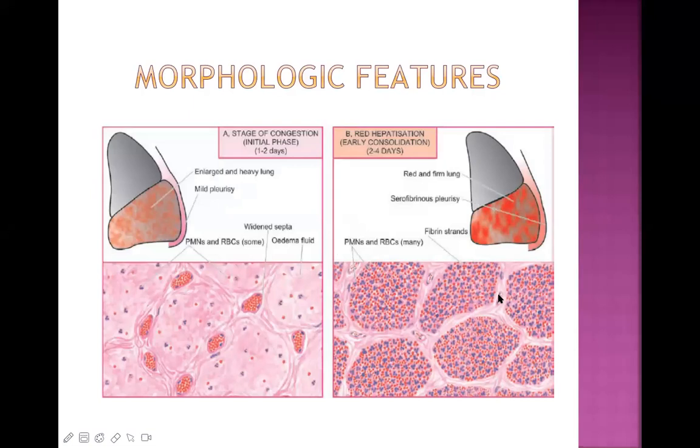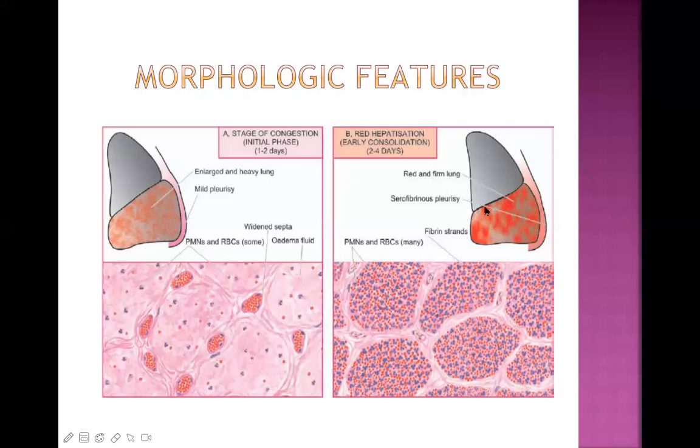Now let's revise a little bit about this morphological feature. Now see here, this lobe is going to be consolidated. This is a very early or first phase, so it is called stage of congestion. In this phase there is exudation, and inside that exudation a lot of neutrophils and RBC will be present. Second stage, red hepatization.